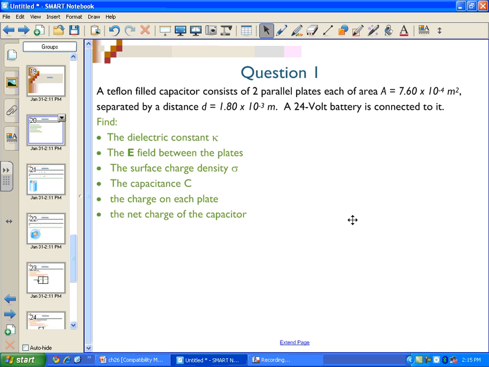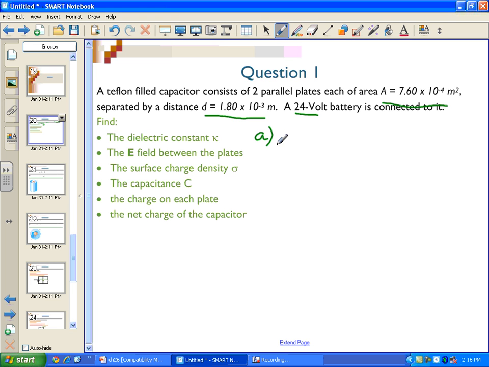Question 1 gives us a capacitor that is filled with Teflon as the dielectric, and it's a parallel plate capacitor, each plate of which has an area of 7.6 e to the minus 4 meters squared, with a distance of separation of 1.8 e to the minus 3 meters, and a 24-volt battery is used to charge this capacitor. So, first question is, determine the dielectric constant.